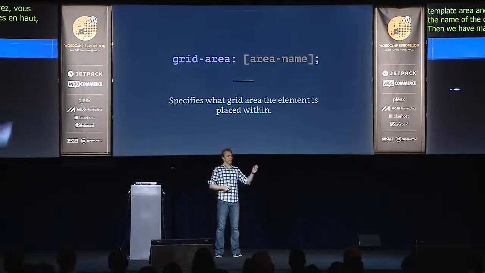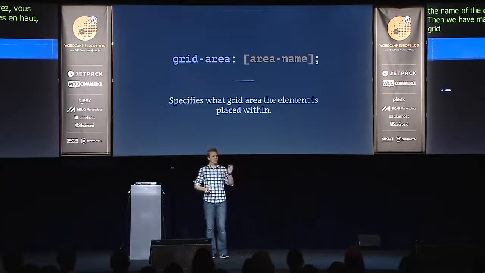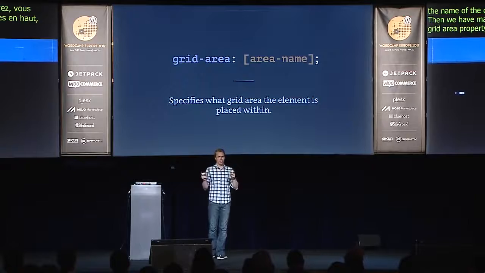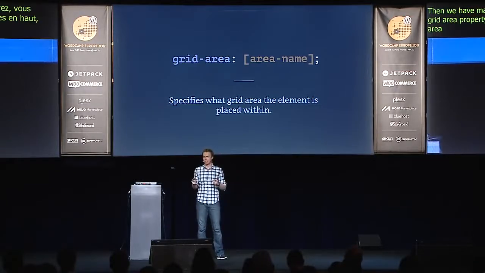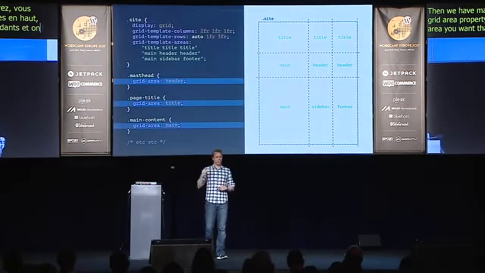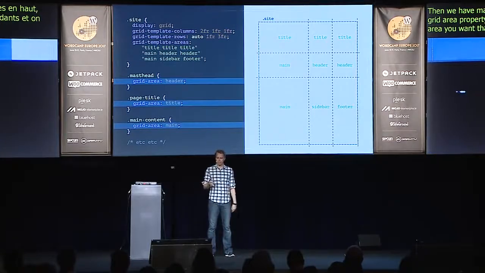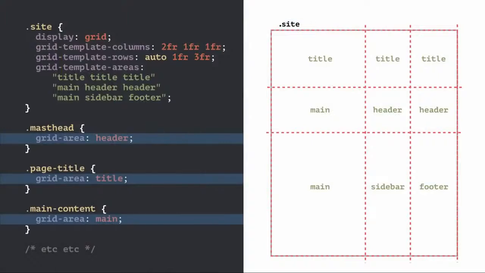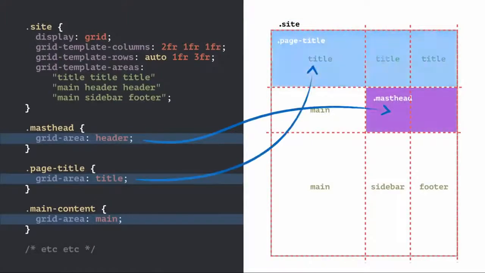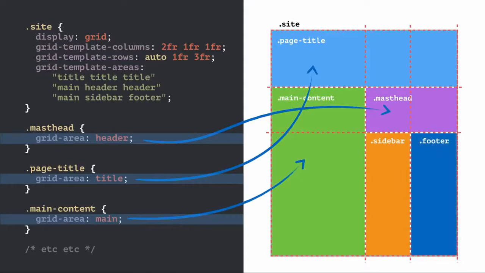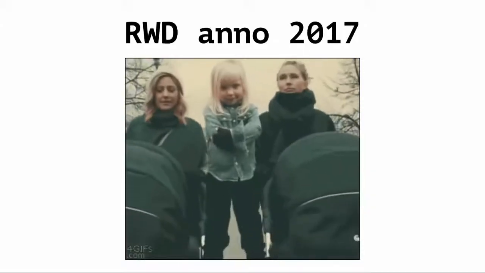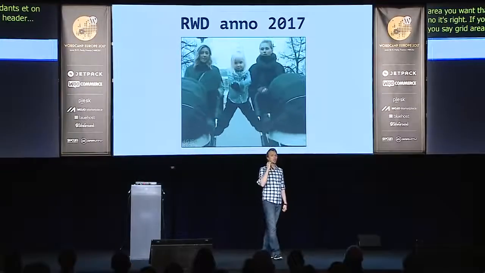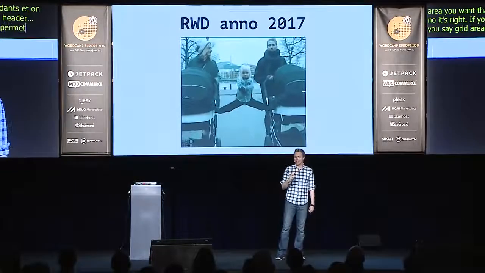Then you use the grid area property on individual child items, and you just declare the name of the area you want that element to appear. So if you say grid area header, well, that's wrong. Oh, no, it's right. If you say grid area header, the element goes to the header area. If you say grid area title, it goes to the title area. And this allows us to do crazy responsive web design.